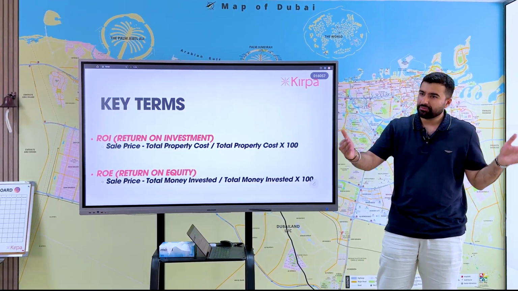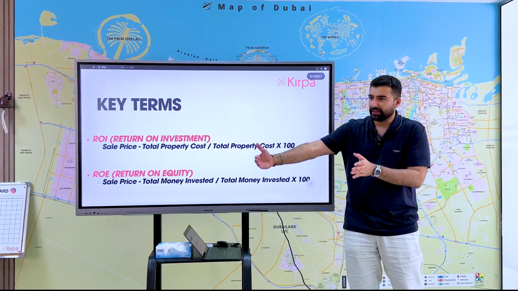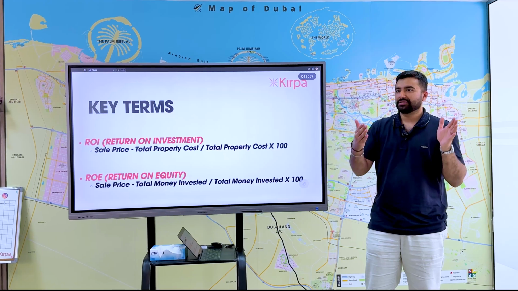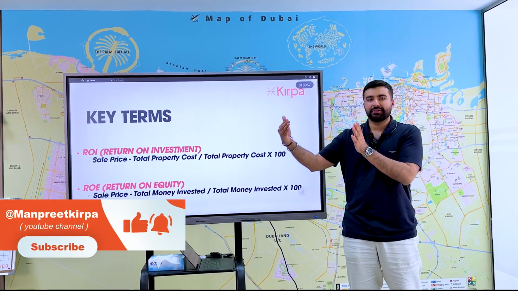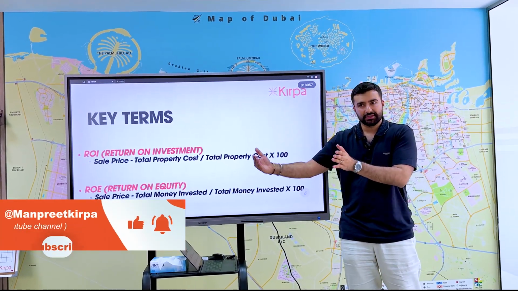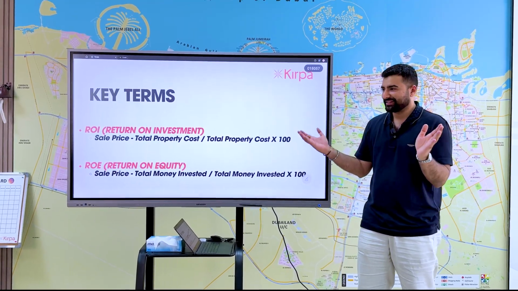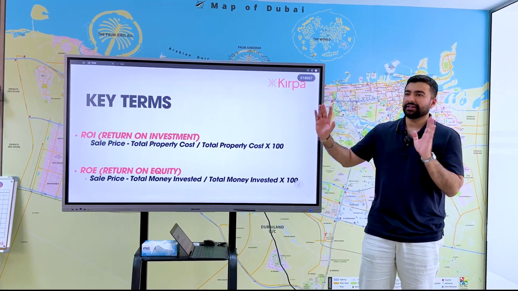If your property is worth 1 million and you sell it for 2 million, what's the profit? 1 million, right? So 1 million divided by your total property cost, which is 1 million, times 100 is 100%, okay? So that's how you calculate ROI.